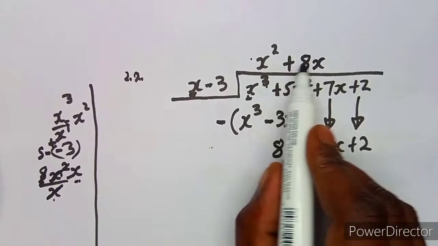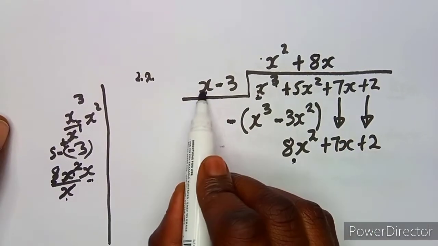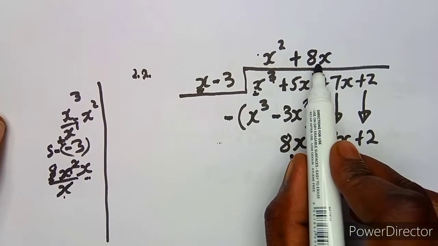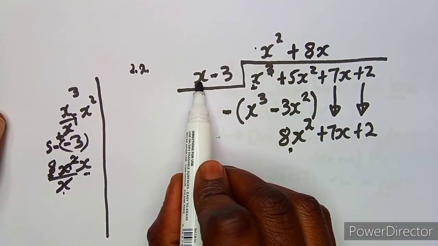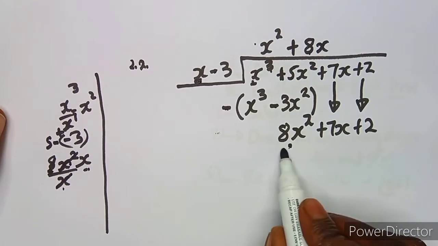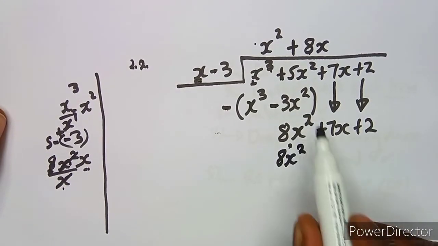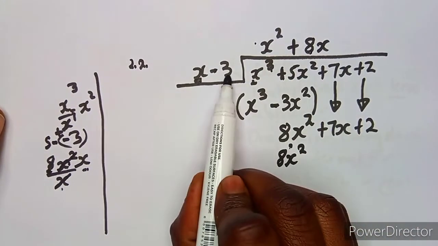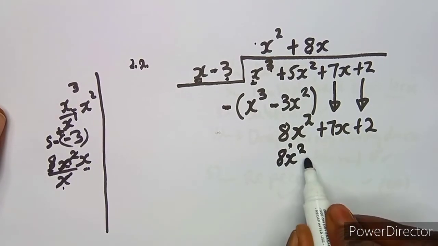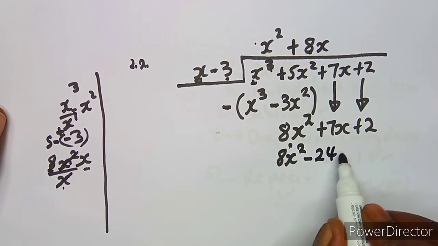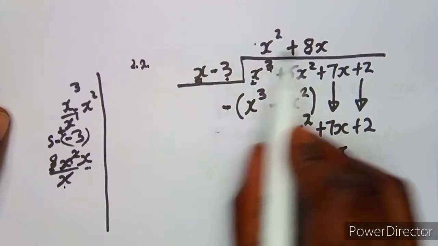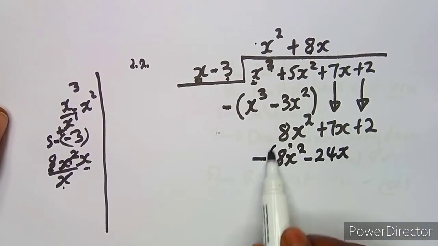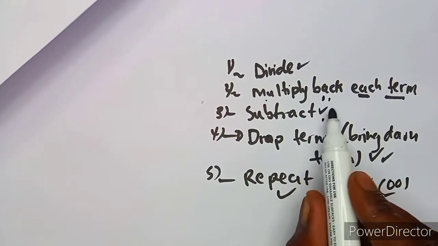All right, so let's multiply back. It's now 8x this time, multiplying back every term. So it's 8x times x, which is 8x squared. All right, then 8x times minus 3. This is going to give you minus 24x. All right, so you've multiplied back, you subtract. That's it. Multiply back, subtract.